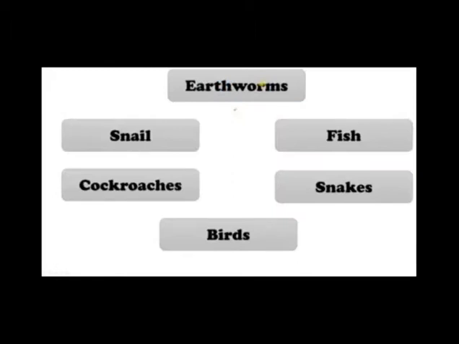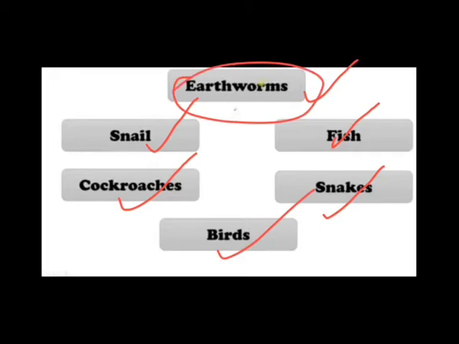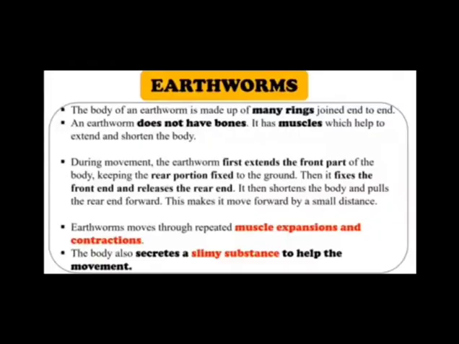So we will discuss different animals like earthworm, snail, fish, cockroaches, snakes and birds. First of all we will discuss the earthworm. Okay. So we can see an earthworm crawling on the ground during the rainy season. Do you know why? Because they come out of their underground burrows or homes because they are filled up with rainwater. That is why they crawl on the ground during the rainy season.